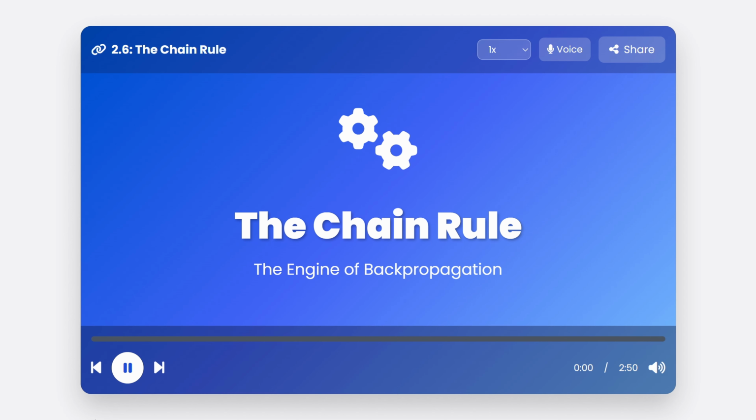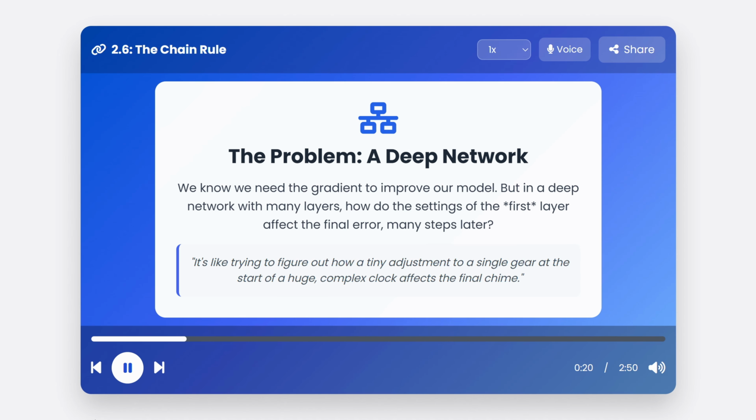Welcome back. Last time, we learned about gradient descent, the process of walking downhill to find the lowest error. But how do we calculate the downhill direction in a network that's hundreds of layers deep? The answer is a beautiful piece of calculus called the chain rule. Let's first understand the problem.